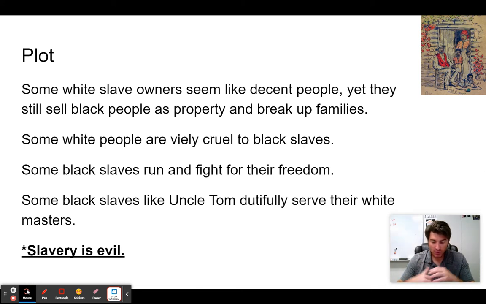Eliza and Harry make their way to a Quaker settlement, and Quakers are a form of Christians. Okay. The Quakers agree to help Eliza and Harry, and then they are joined by Eliza's husband, George, and the family reunites and they head towards Canada.